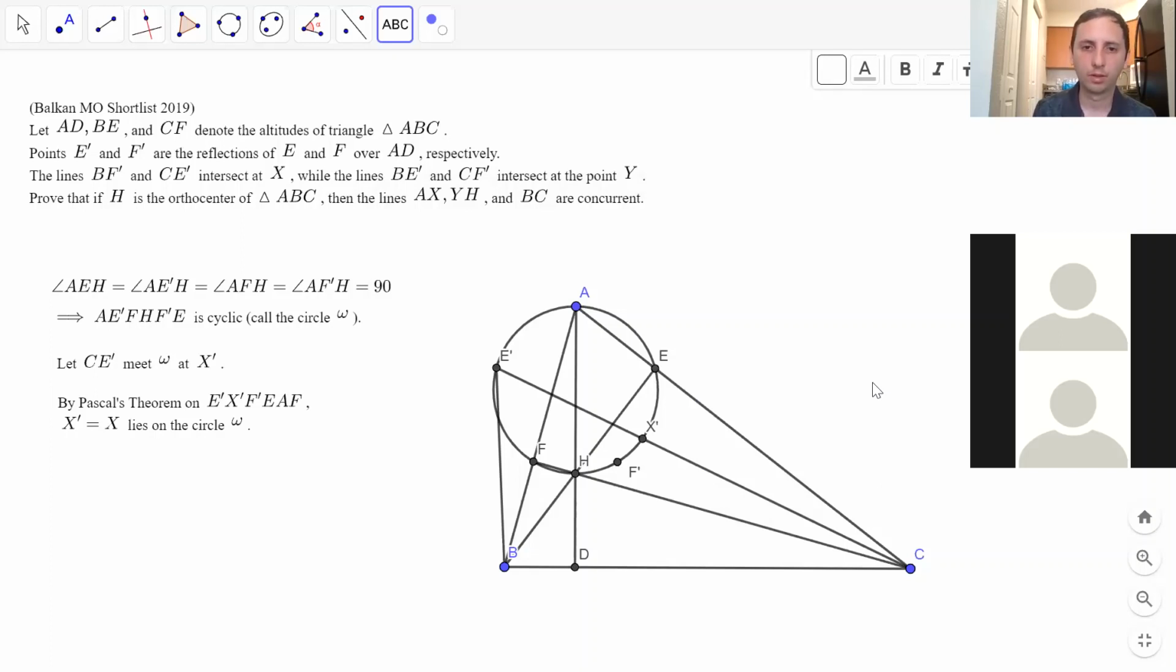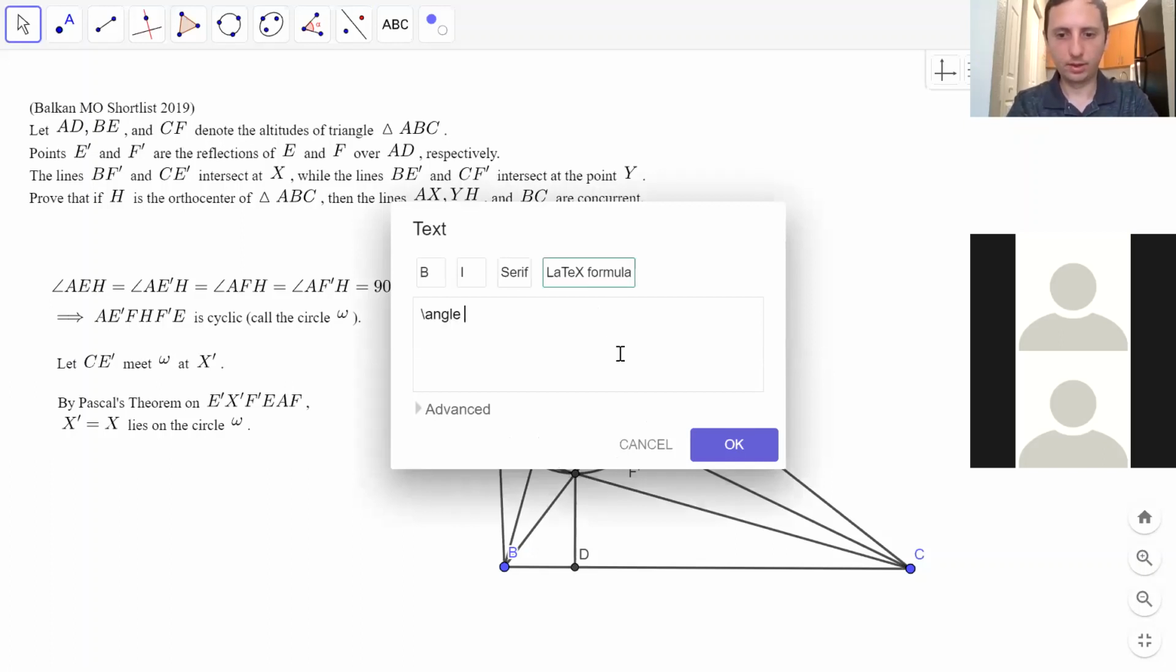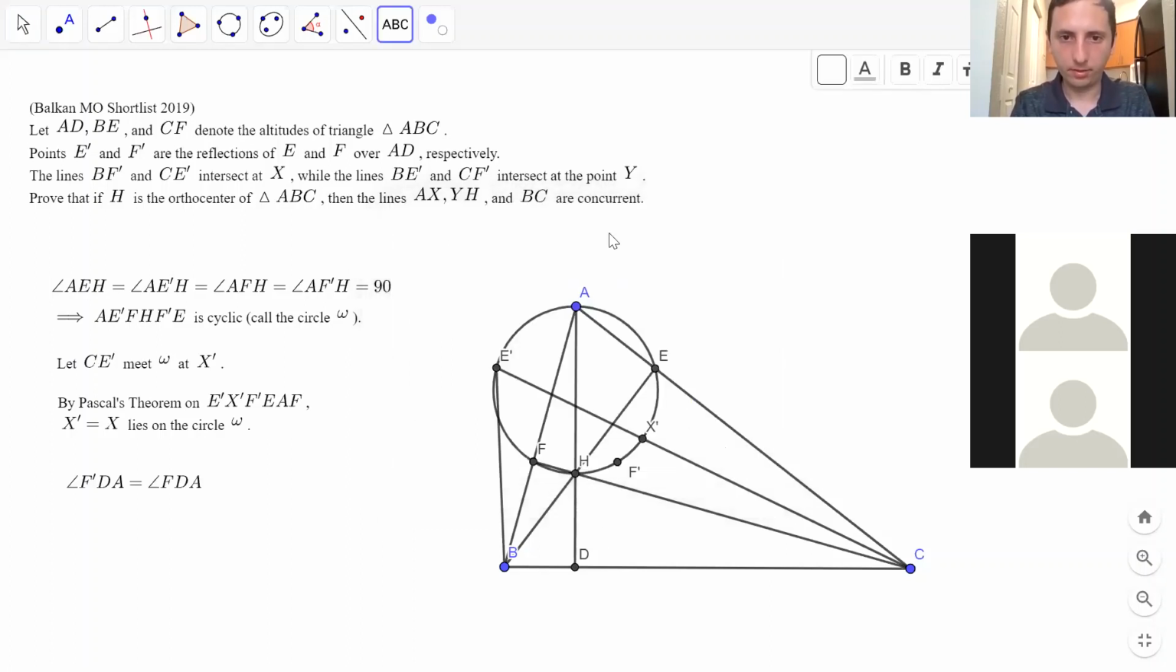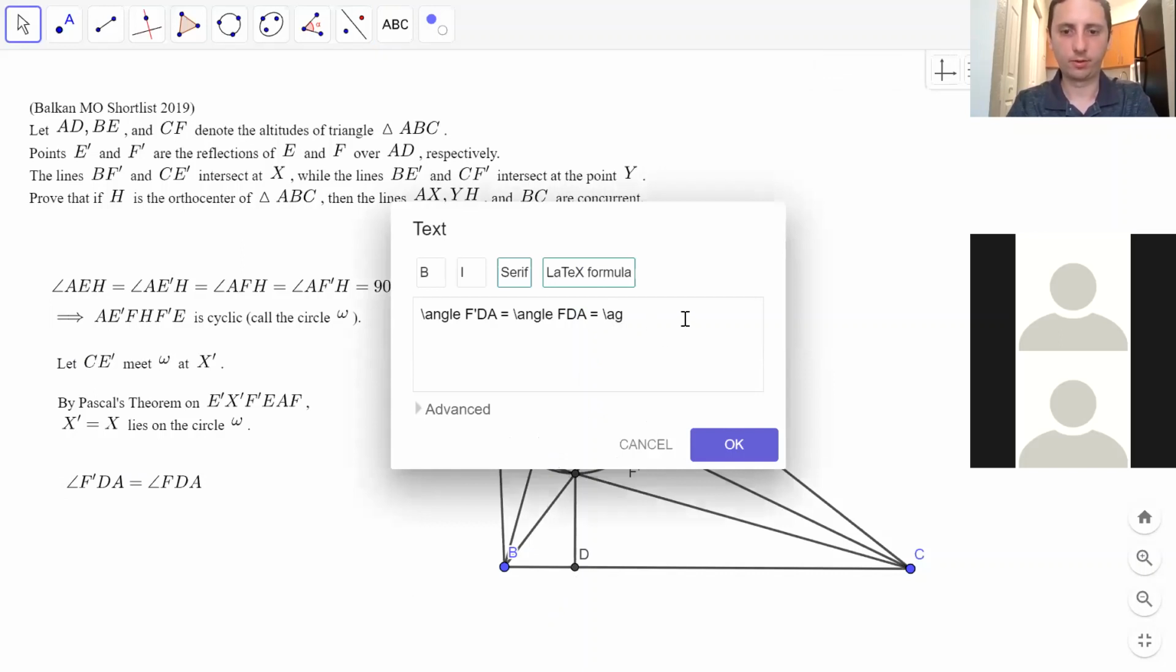Okay. True. And that should just be an angle chase, right? Because by Blanchet's theorem, we have angle F prime EA, angle FDA, which is equal to angle EDA. I'll just say by Blanchet's theorem. It's also a really easy angle chase.